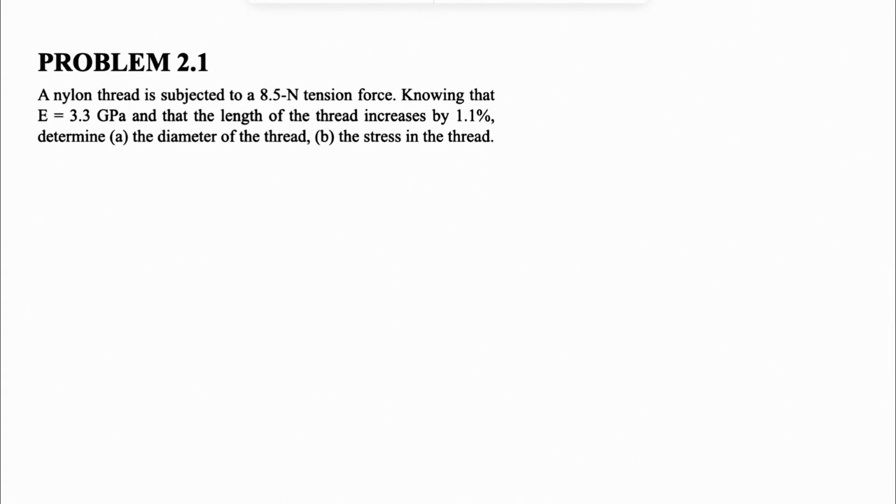Alright guys, we're going to be solving the first question from the Mechanics of Materials second chapter by Johnston, and we have a nylon thread that is subjected to an 8.5 Newton tension force. We know that the elastic modulus is 3.3 gigapascal and the length of the thread increases by 1.1%. So this is kind of giving us information about our strain. And we need to determine the diameter of the thread first and the stress in the thread.